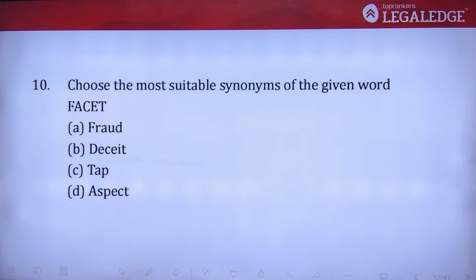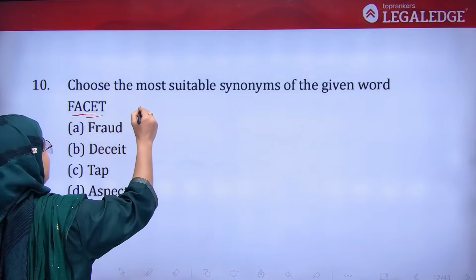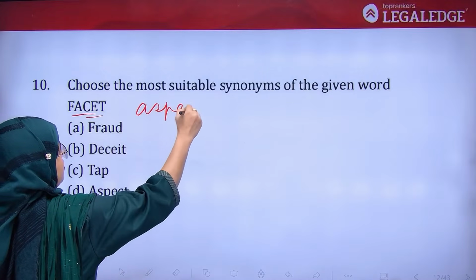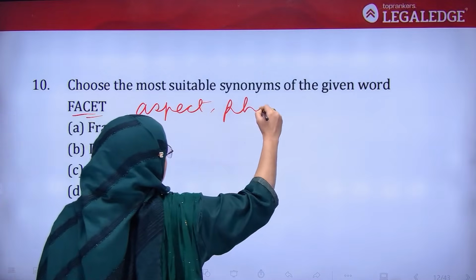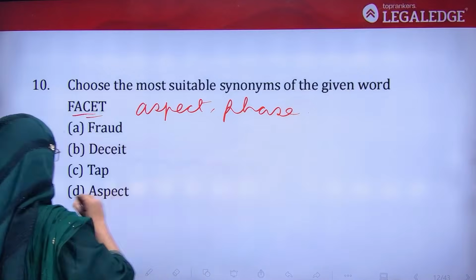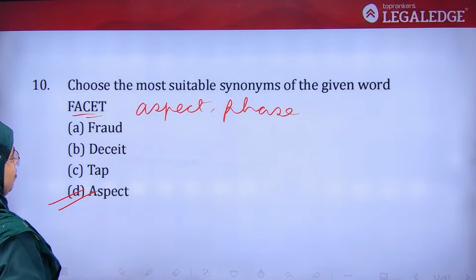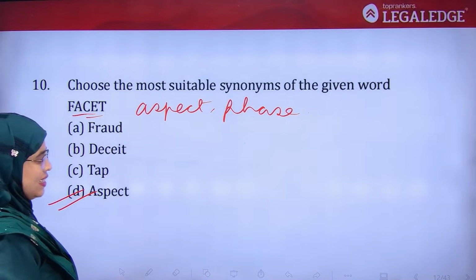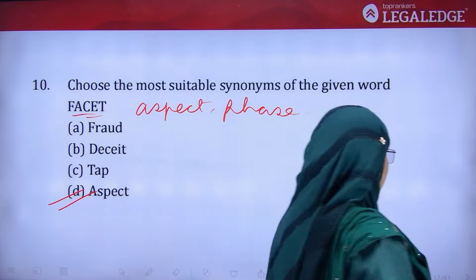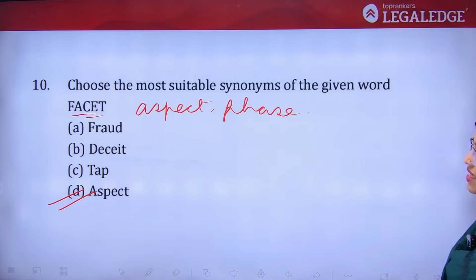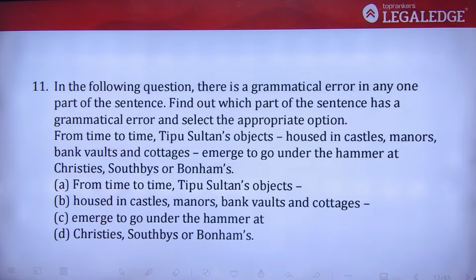Now, facet basically is aspect or phase. Correct synonym will be aspect. Fraud, deceit, tap are not matching here. And I think the words are so simple that I need not give the meaning of these words. Now next question.